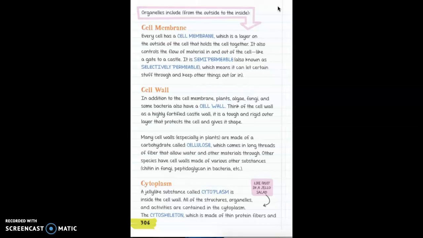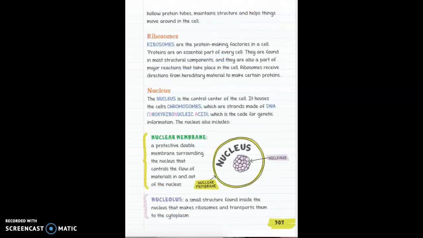Then we have cytoplasm. That's a jelly-like substance called cytoplasm, inside the cell wall. All of the structures, organelles, and activities are contained in the cytoplasm. The cytoskeleton, which is made up of thin protein fibers and hollow protein tubes, maintains structure and helps things move around in the cell.